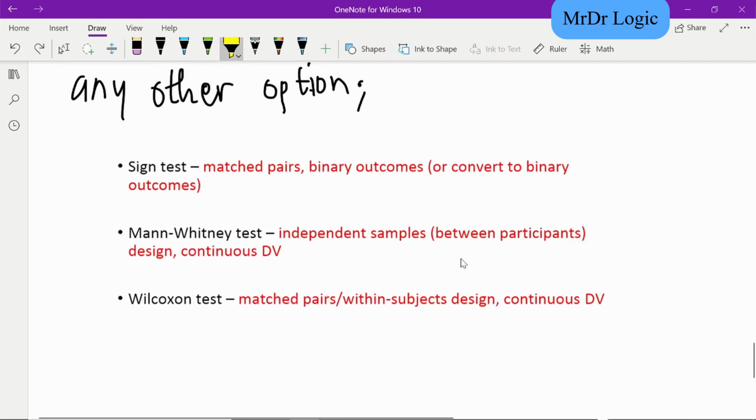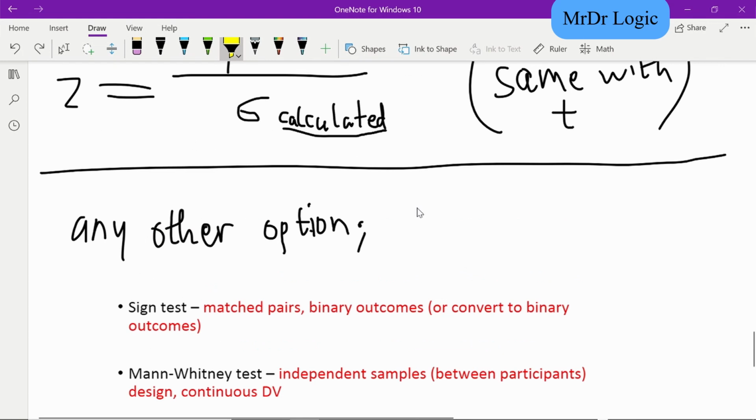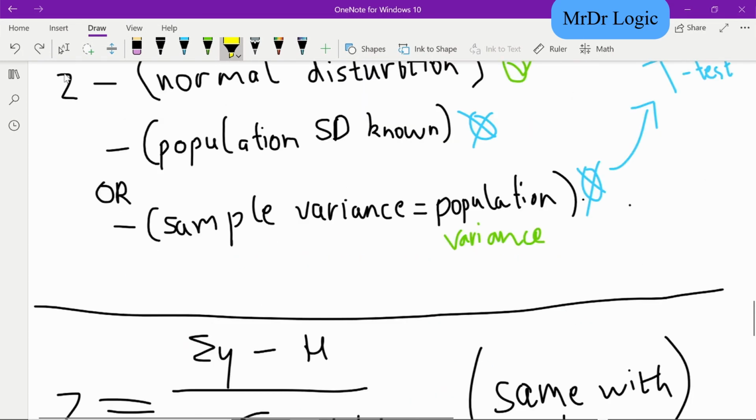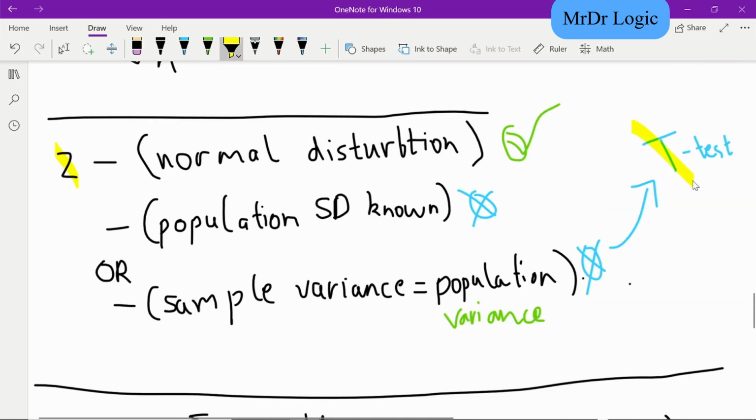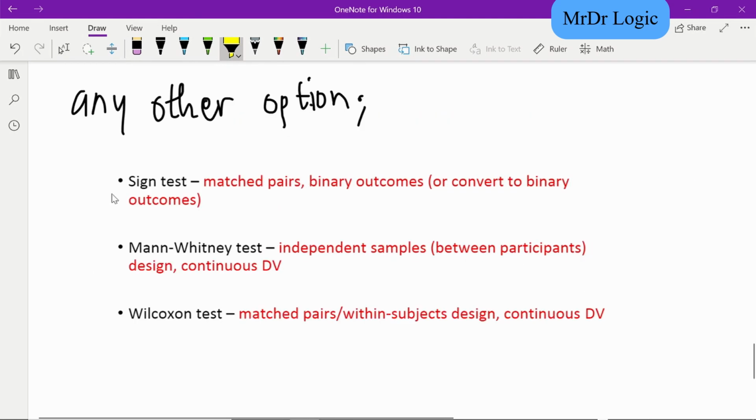And then lastly, there will be other options, because the first option is the z-test, the second option is the t-test, the third option is sign, then Mann-Whitney, and then Wilcoxon. Not in that order, but you will see all 5. And when to consider each is when it doesn't apply to the z or the t-test. I haven't encountered it in this video, but you guys might, so be careful of that.